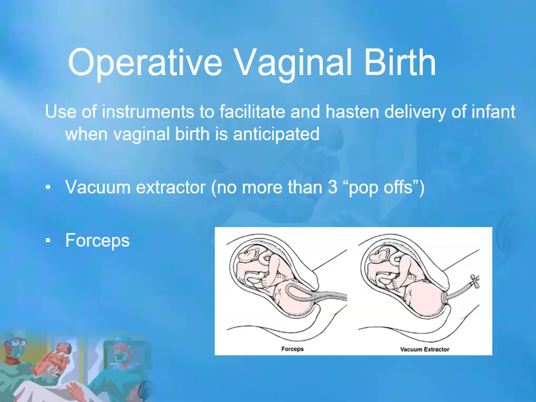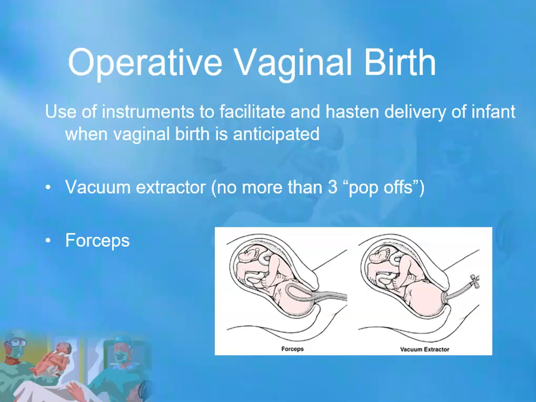Then the doctor will pull, and of course when you're pulling, sometimes the suction cup will pop off. You're only allowed 3 pop-offs with the vacuum extractor, because the more you keep doing it, the more chance of the baby forming a hematoma in the scalp, because it does suck really hard on the scalp tissue. So that's a vacuum extractor. We see that used a lot.